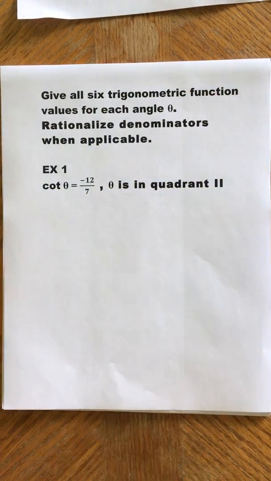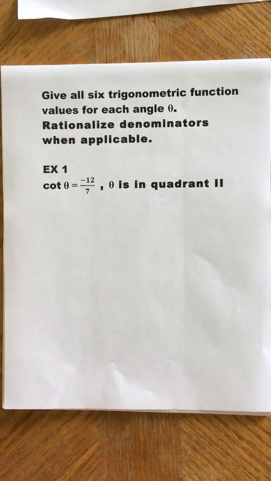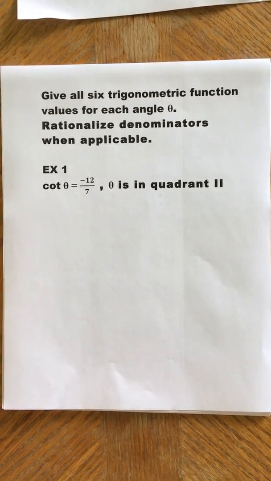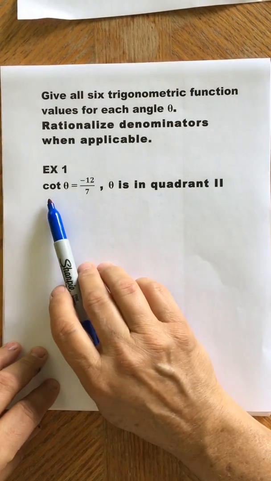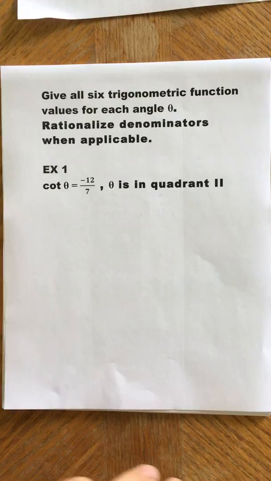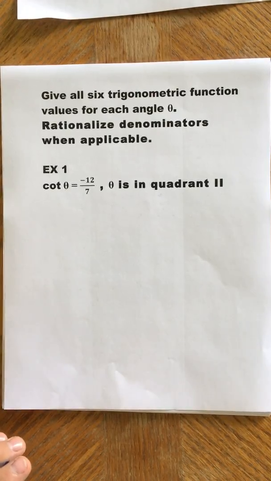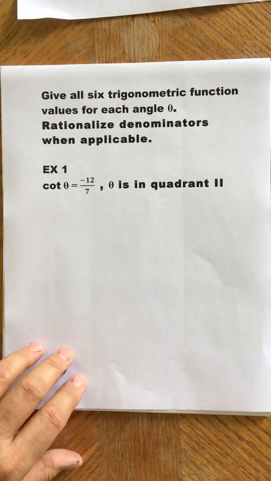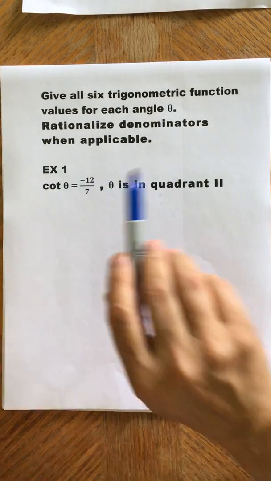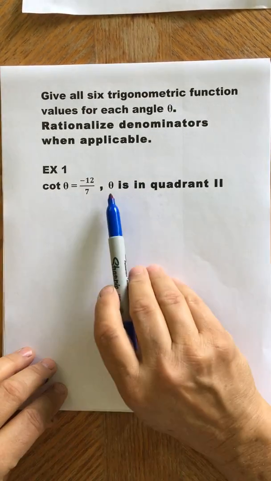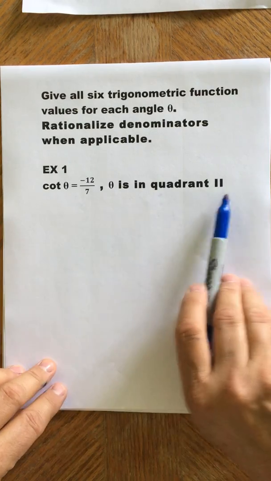Now, this is a little bit of an extension, but along the same lines. They're asking you to find all 6 trigonometric function values for each angle theta, rationalizing when possible. Here they gave us that the cotangent of an angle is negative 12 over 7. Remember, cotangent is x over y. I'm not sure if the negative is with the x or with the y. I don't know until I get the information that theta is in quadrant 2.